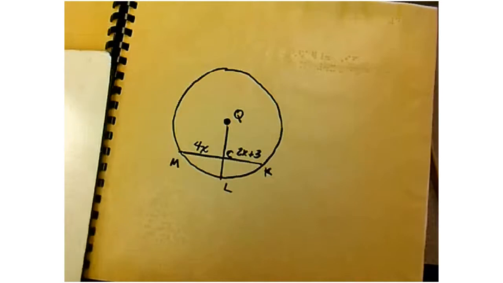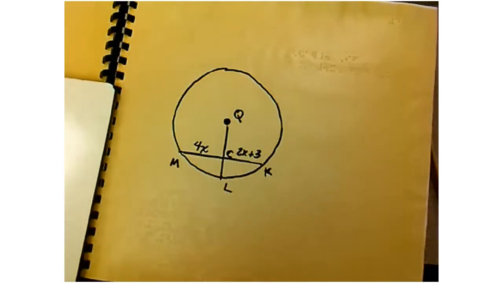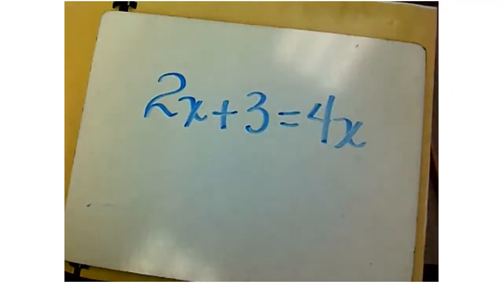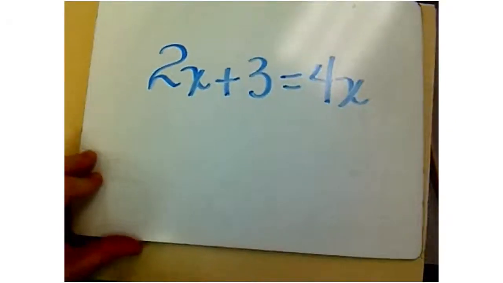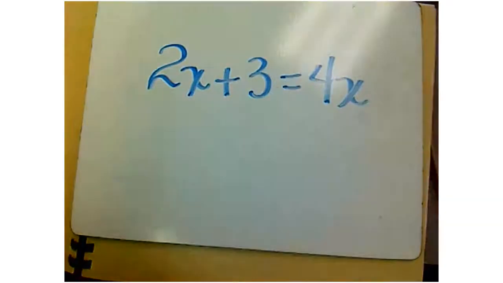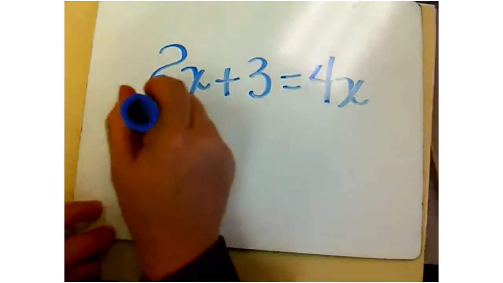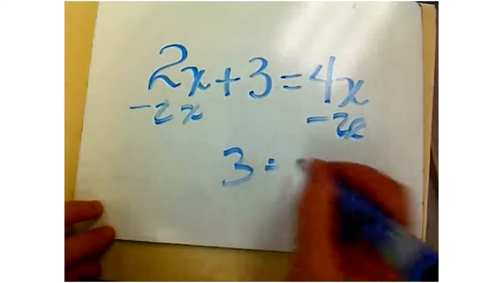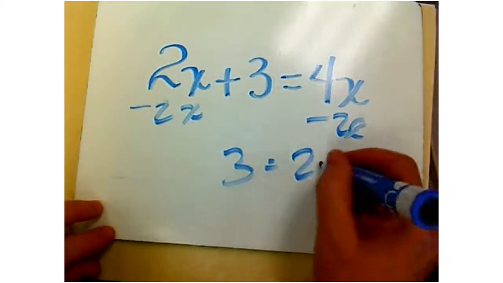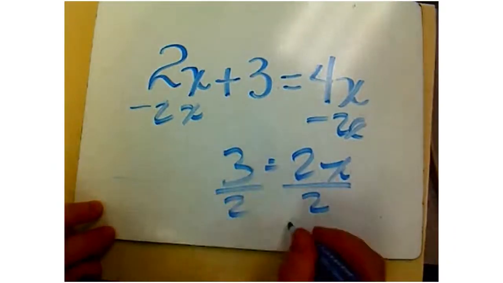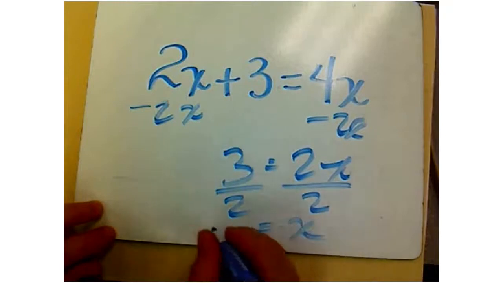2x plus 3 equals 4x is what Jess said. Yes. Okay. 2x plus 3 equals 4x. Or you could say 4x equals 2x plus 3, right? Doesn't matter. Now we can combine like terms, because we've got x's on both sides. We're going to subtract 2x from both sides. So we have 3 equals 4x minus 2x, which is 2x, right? We're going to divide by 2 on both sides, and x equals 3/2 or 1 1/2, right?